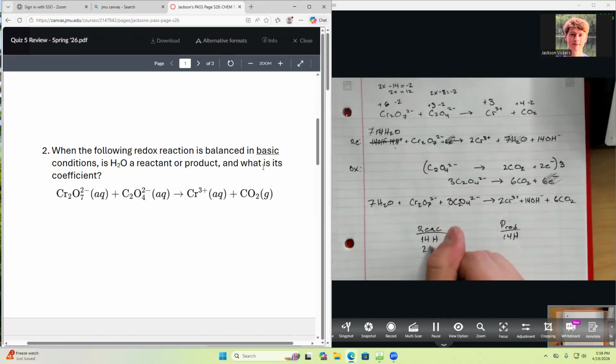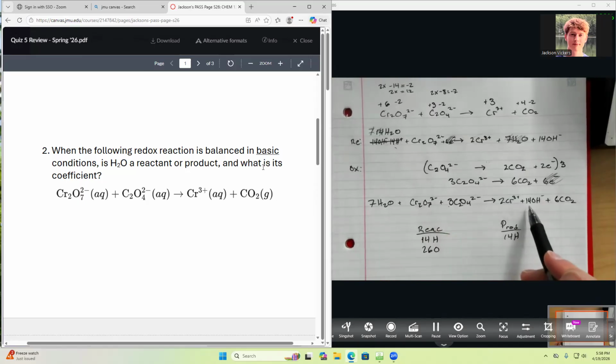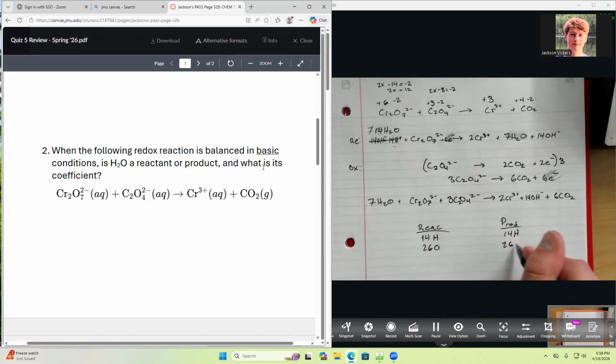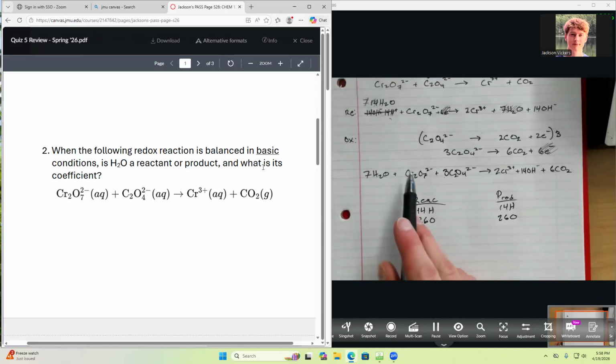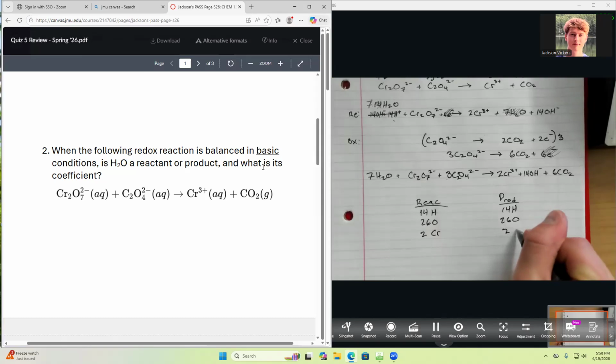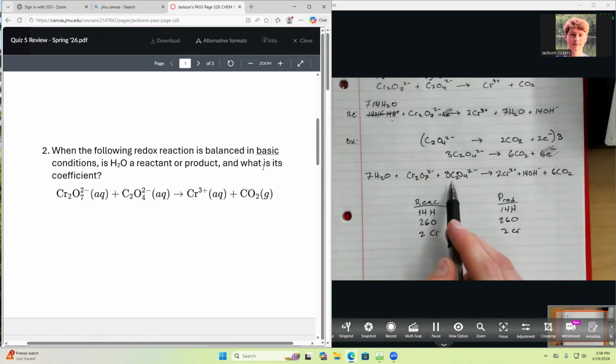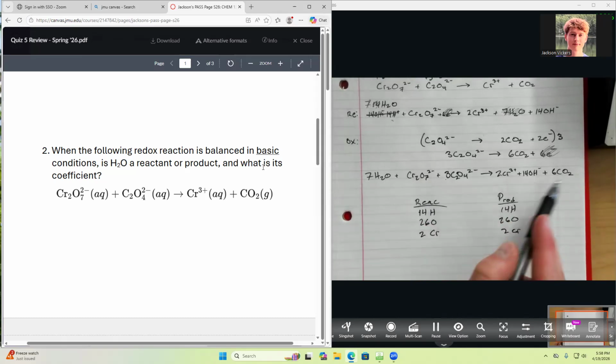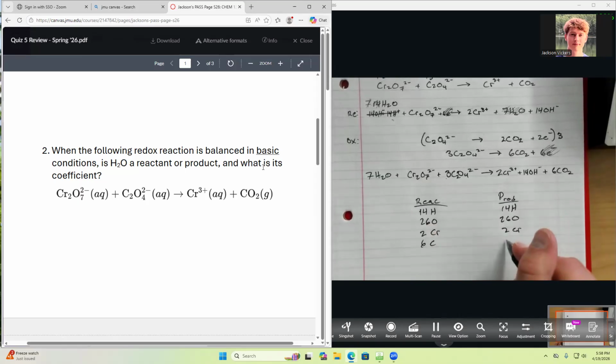Yes. Okay. And then over here, 14 O plus 6 times 2, 12. Yeah, all right, that's 26. Good. Not great at mental math. Cr, we have 2 over here and 2 over here. The carbons, we have 3 times 2, 6, and 6. So all the atoms are balanced.